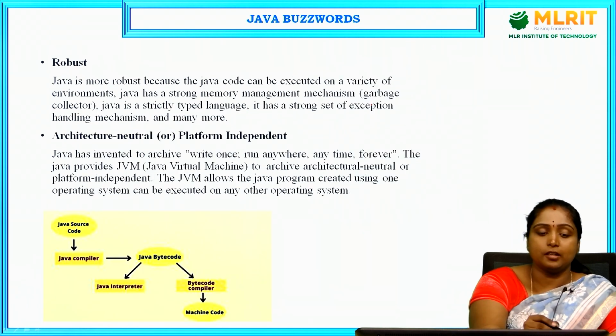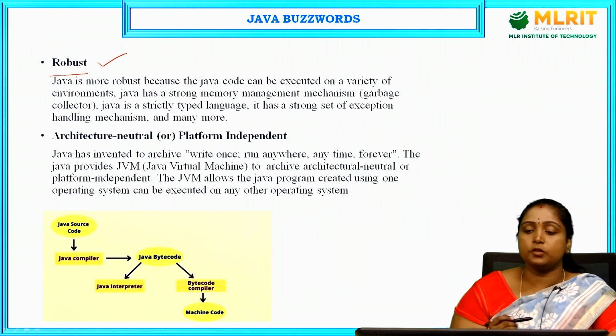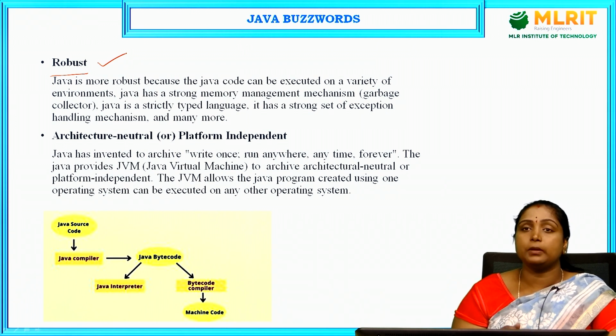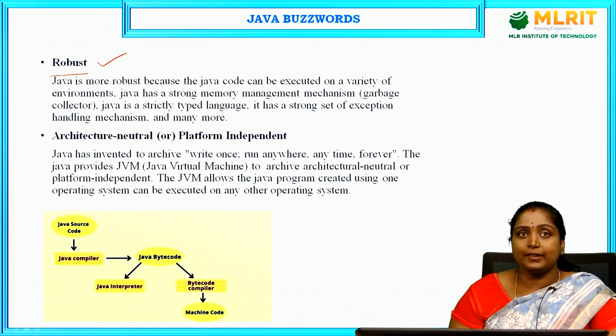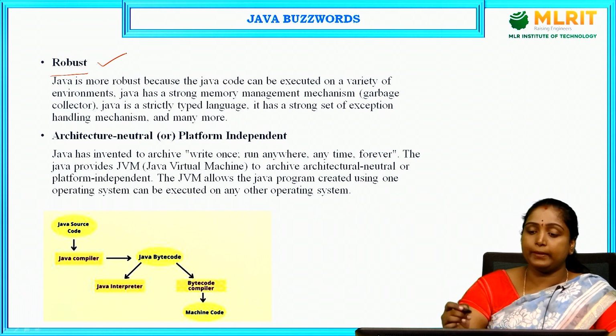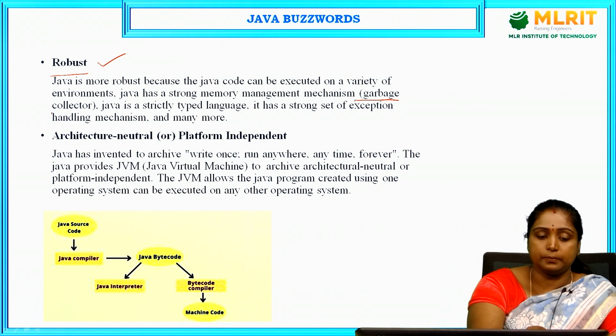So the next one, robust. What is meant by robust? You can say robust is nothing but strong. So we can say Java is a strong programming language because it has an automatic garbage collector. So what is a garbage collector? What happens with a garbage collector?